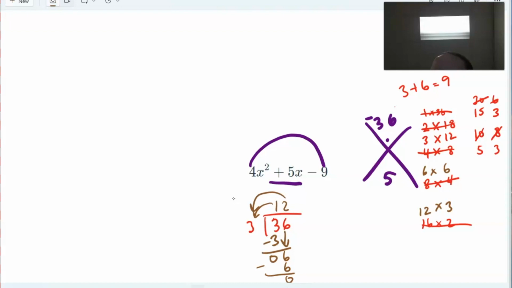So 3 and 12: 12 minus 3, or 12 plus 3, is not close to 5. 6 plus 6 is 12. 6 minus 6 is 0. That's not it. 12 minus 3, 12 plus 3, that's not it either. So I just keep going. 1, 2, 3, 4, 5. I know 5 does not go into it because this does not end in a 5 or a 0, so that's bust. And if I don't know 5, I don't know 10. If I don't know 10, I don't know 20. All right, so that's 5, 6.